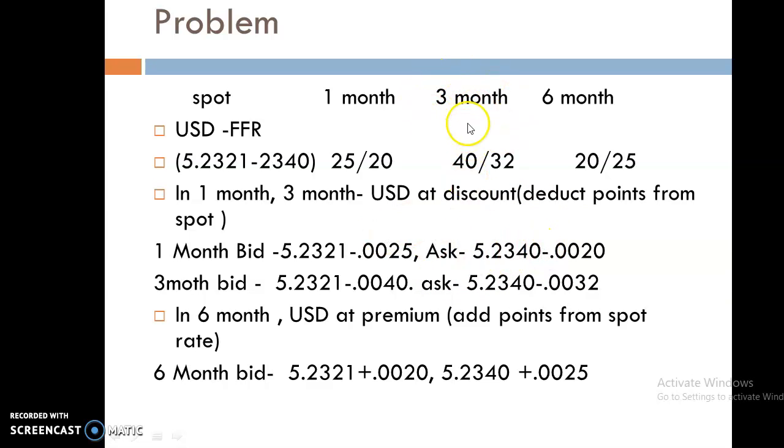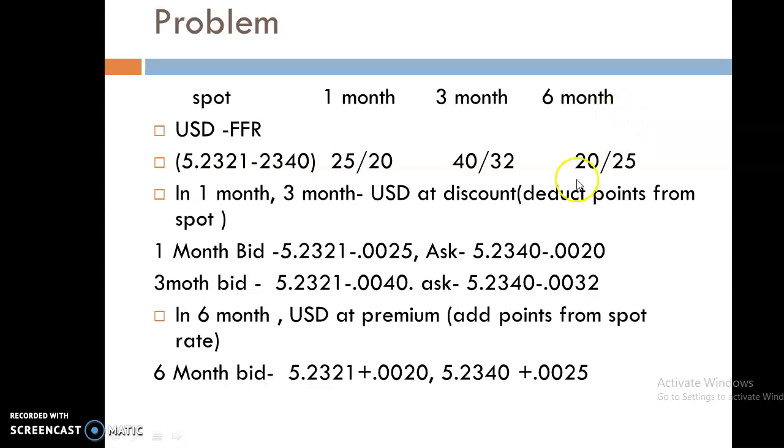Just like that, in the 3 month contract, the same principle applies. The first pip is greater than the second pip. So deduct the pips from the spot rate to get the forward rate. 5.2321 minus 0.0040, you will get that. 5.2340 minus 0.0032, you will get the 3 month ask rate also. So the same principle is applying here.